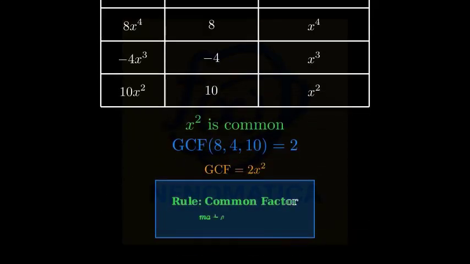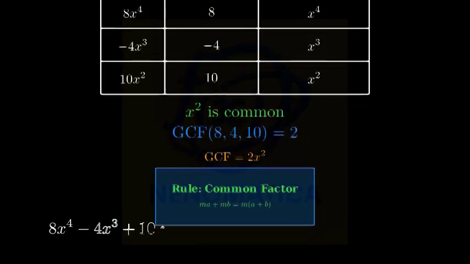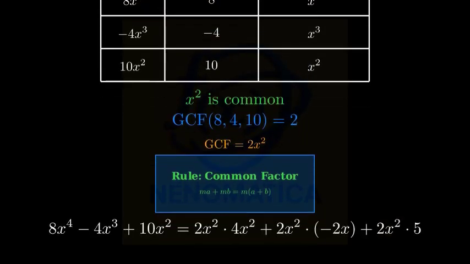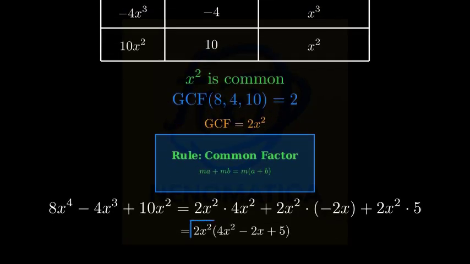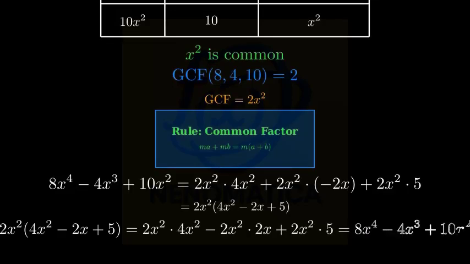The common factor rule states that m times a plus m times b equals m times the quantity a plus b, where m is our common factor. We can factor out 2x squared from each term to get 2x squared times the quantity 4x squared minus 2x plus 5. Let's verify our answer by multiplying.